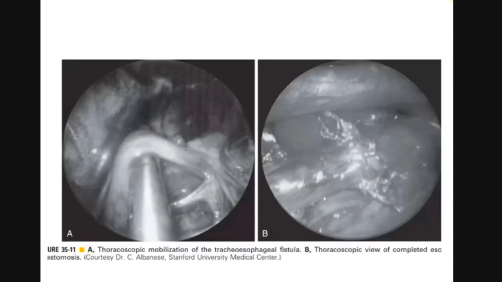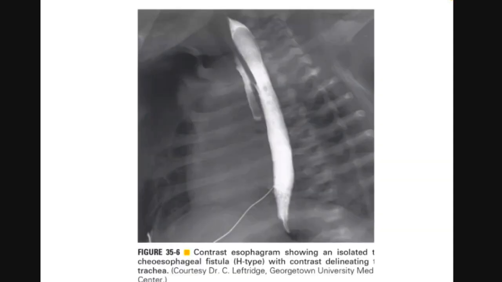This is how you can do it by thoracoscope. And this we show in how we can, it is in H type. In H type, there is a communication between the part of the contrast going to the trachea, and in the esophagus, it will be continuation from the mouth to the stomach.